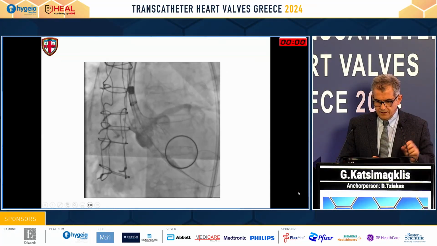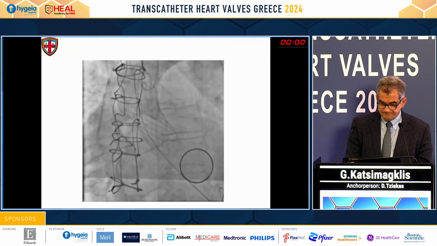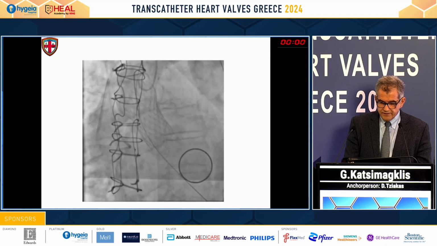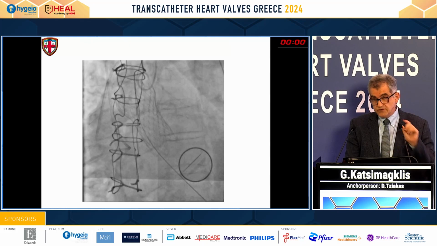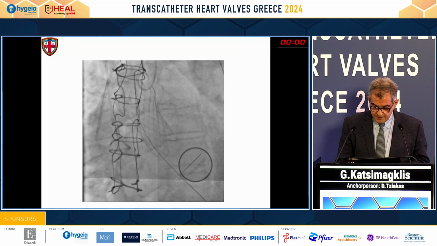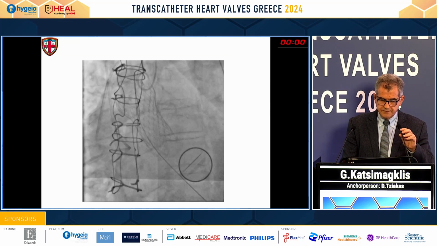Okay. This was in the beginning. The valve was embolized in the aortic root because of the delivery system. The cone? Yes, because of the cone, the delivery system.